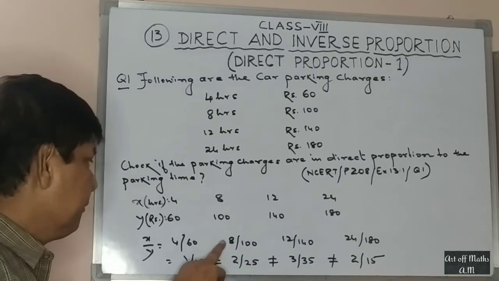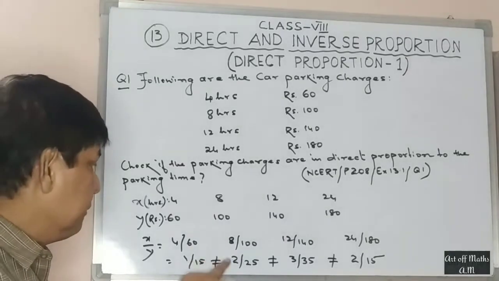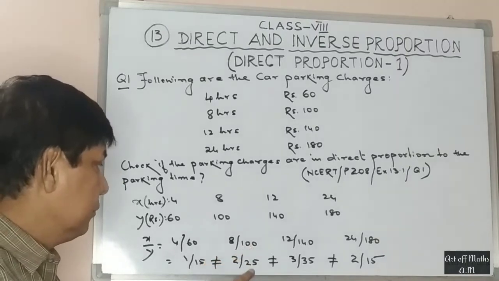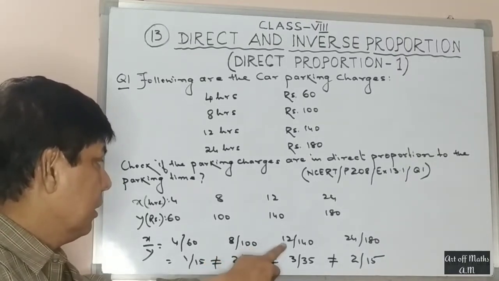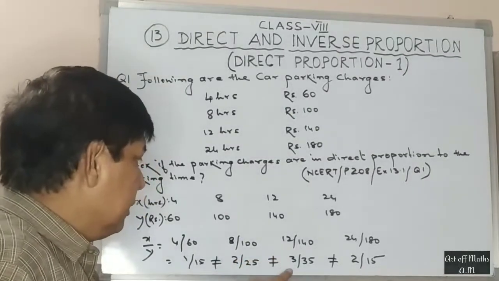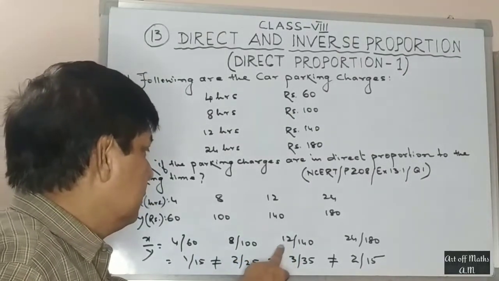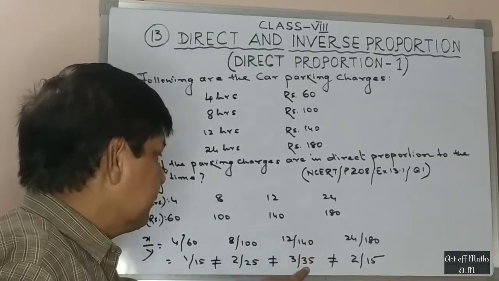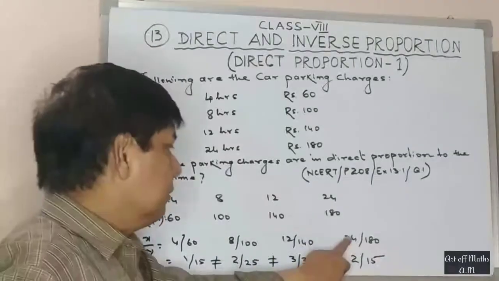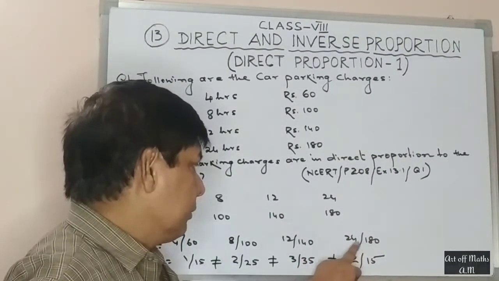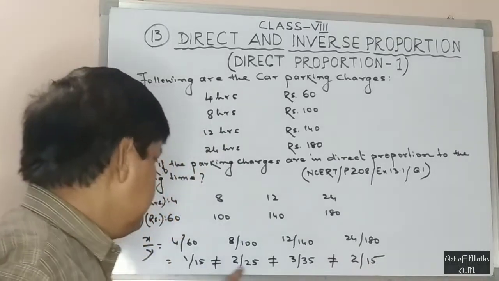Divide by 4: 8 divided by 4 is 2, 100 divided by 4 is 25. 12 divided by 4 is 3, and 140 divided by 4 is 35. 24 divided by 12 is 2, and 180 divided by 12 is 15, which are not equal.